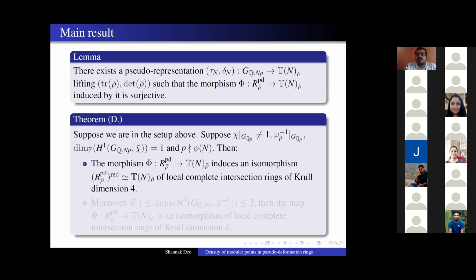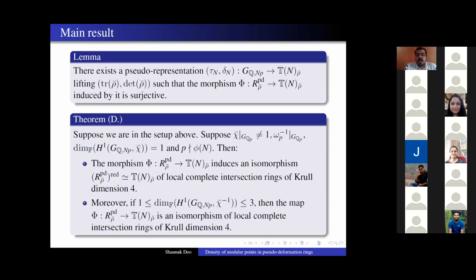Then the morphism from R_PD rho bar to T_n rho bar induces an isomorphism between the maximal reduced quotient of R_PD rho bar and T_n rho bar, and both are local complete intersection rings of Krull dimension 4. Moreover, if this other Galois cohomology group, H1 of G_Q,NP with coefficients in chi bar inverse, has dimension between 1 and 3, then the map phi from R_PD rho bar to T_n rho bar is actually an isomorphism. We don't even need to go to the reduced quotient. And both are again local complete intersection rings of Krull dimension 4.